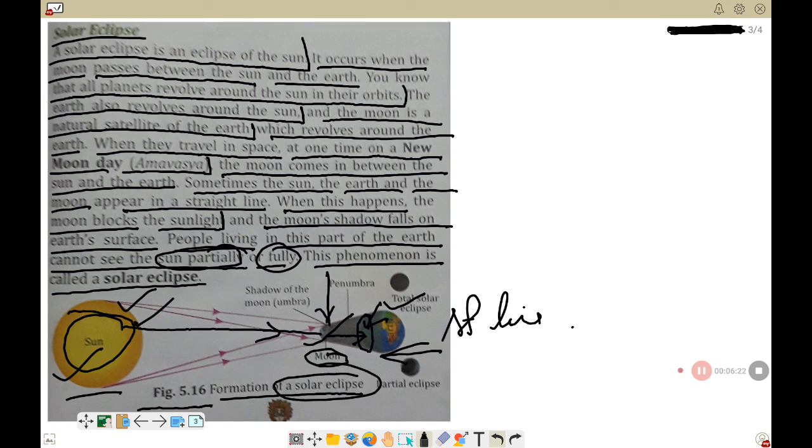So when does this happen? This happens in the Amavasya. Understand? Means औँसीको बेला this has the probability, the chances.